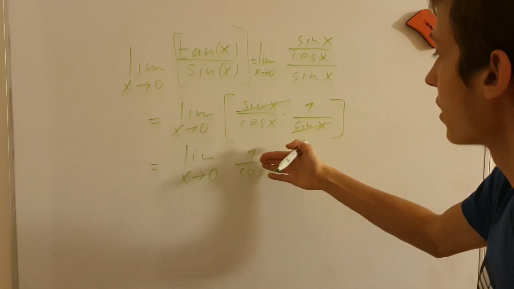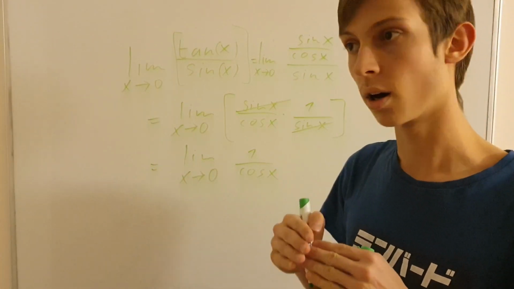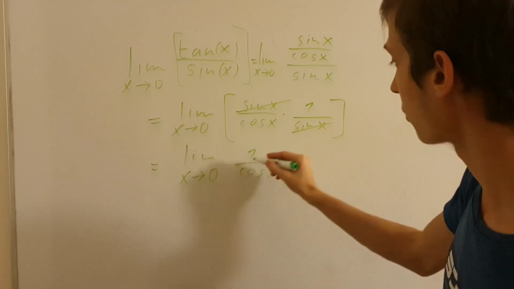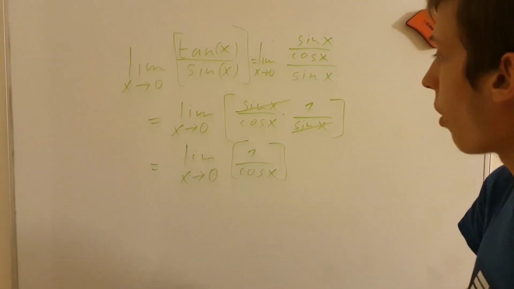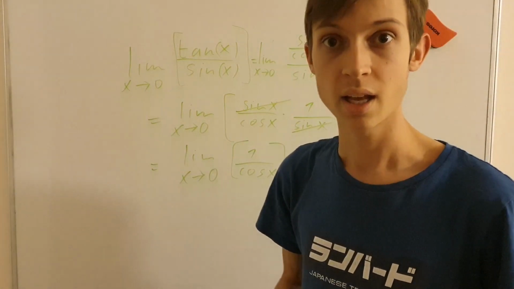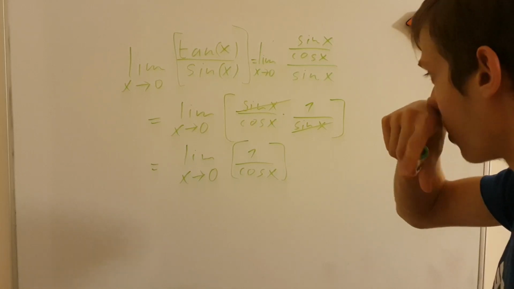Of course, this can be written as secant x, but I won't do it because I know far easier and quicker how to evaluate cosine at 0. And so what I can do now, of course, is that this limit is no longer needed. Now that I have it written as follows, this limit is no longer required to even consider.